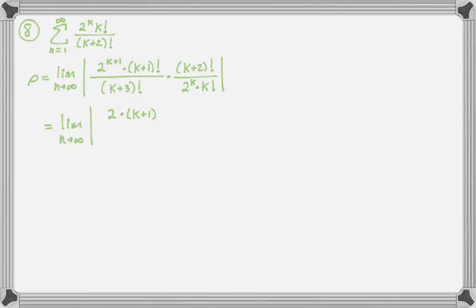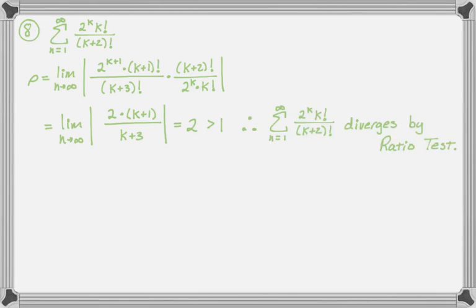And then we do the same sort of thing for k plus 2 factorial and k plus 3 factorial, which will just leave us with k plus 3 in the denominator. And if we take that limit, we definitely get 2, which is bigger than 1. And we can say, therefore, our summation diverges by the ratio test.